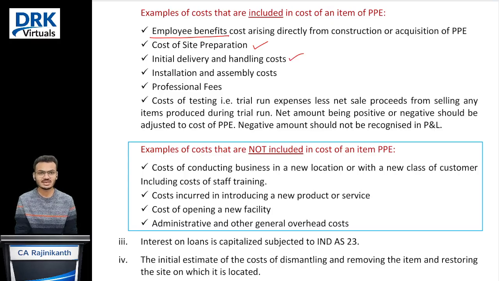Loading, unloading charges, freight charges, transit insurance. All of these we can capitalize. Installation and assembly cost. Without installation and without assembly, how can we say that our asset is in the intended location and condition? Correct. So whatever the cost we incurred for that installation and assembly, we can capitalize it.